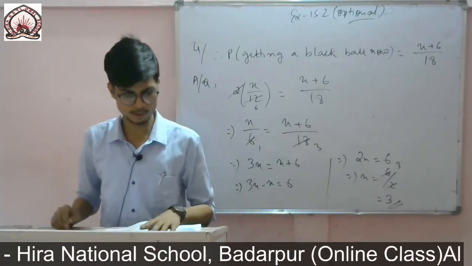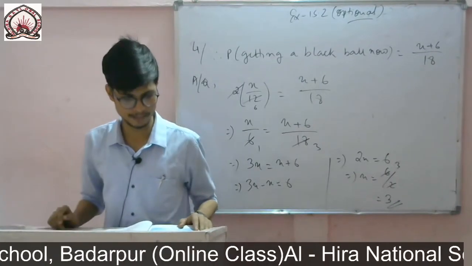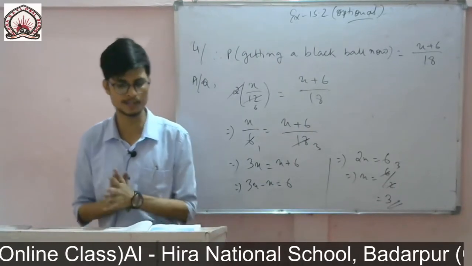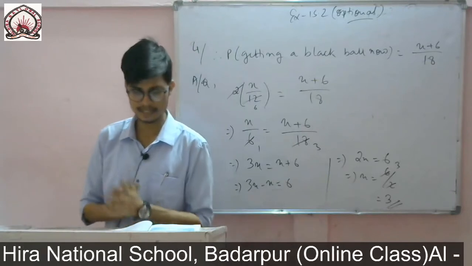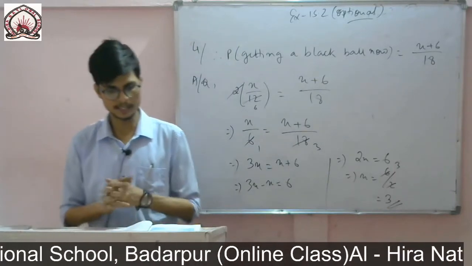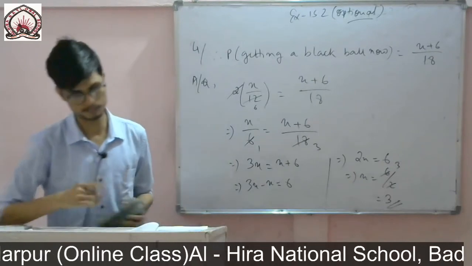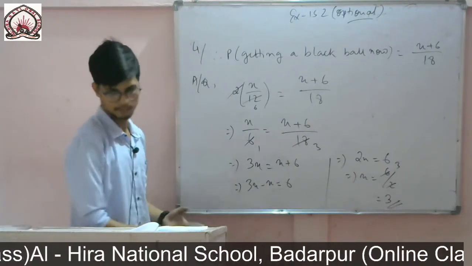So the last question of this exercise, question number 5. A jar contains 24 marbles. Some are green and others are blue. If a marble is drawn at random from the jar, the probability that it is green is 2 by 3. So find the number of blue balls in the jar. So question is to find the number of the blue balls. Probability of green ball is given 2 by 3. Using that one, I will find it.